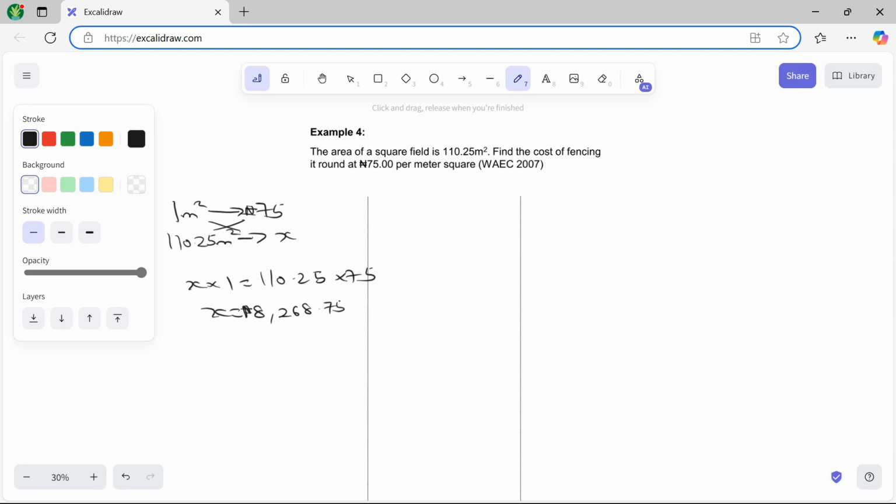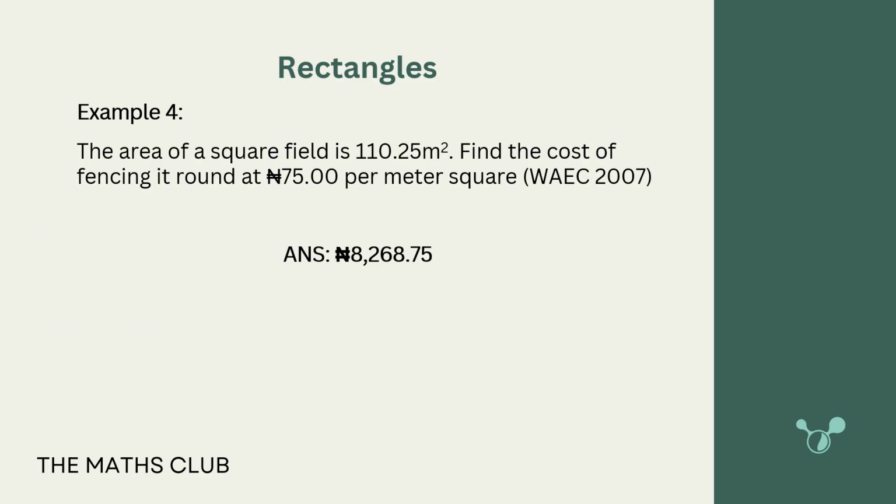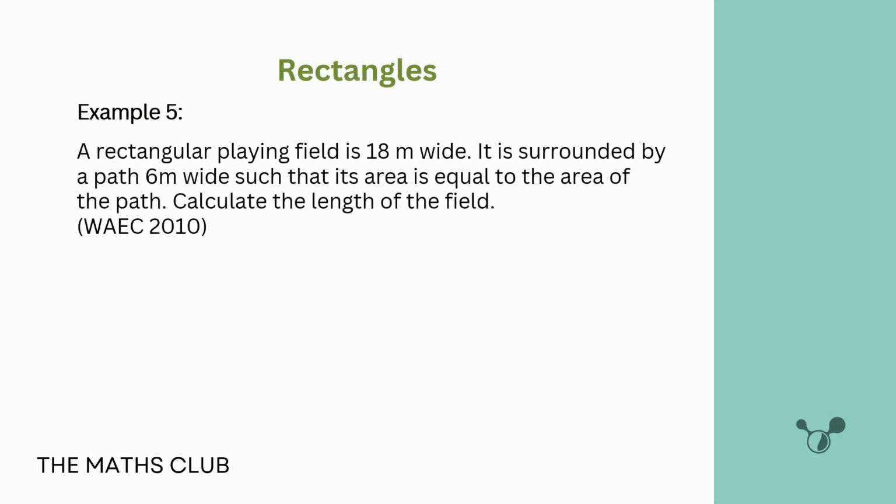Let's see if our answer is correct. Correct. Example 5 says that a rectangular playing field is 18 meters wide. It is surrounded by a path 6 meters wide, such that its area is equal to the area of the path. Calculate the length of the field. This is from 2010. I want us to solve this together.